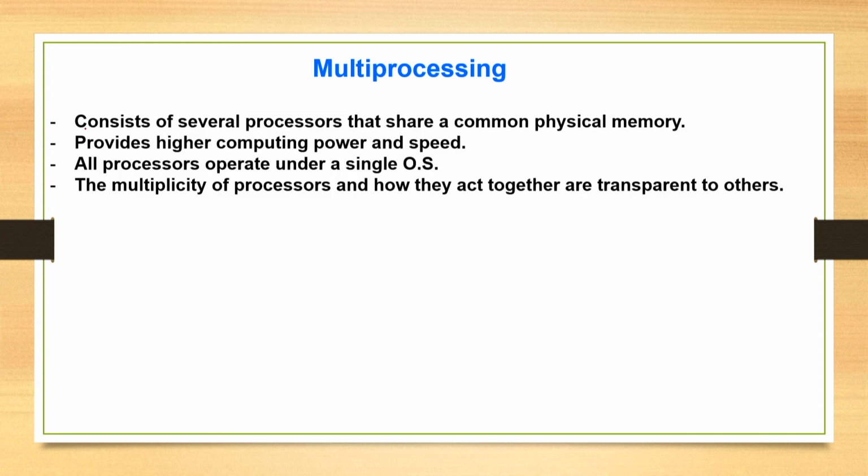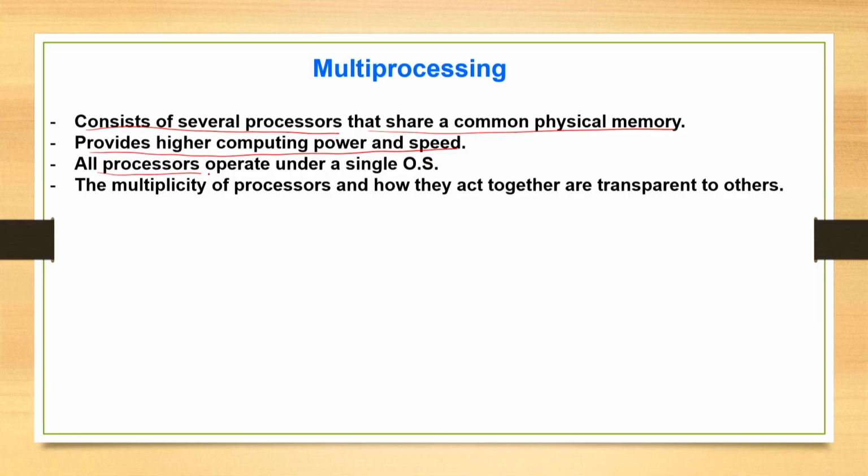It consists of several processors that share a common physical memory, and because of that it provides higher computing power and speed, because when several processors are there, the number of jobs or processes that get executed will be more. All processors operate under a single operating system, and the multiplicity of processors and how they act together are transparent to others.